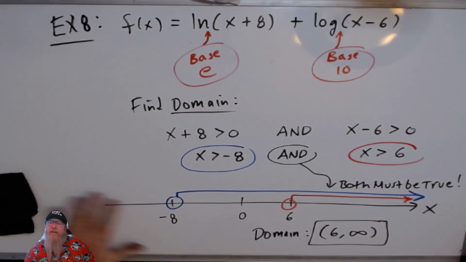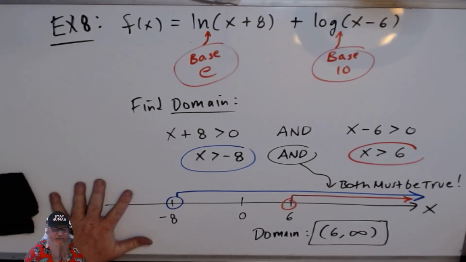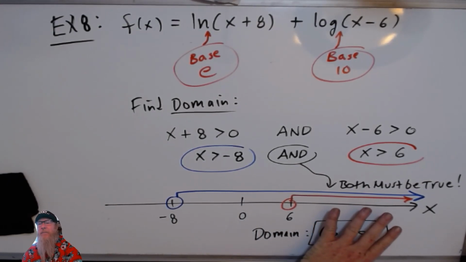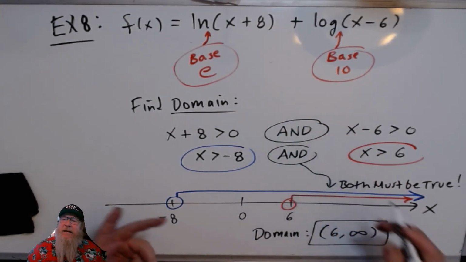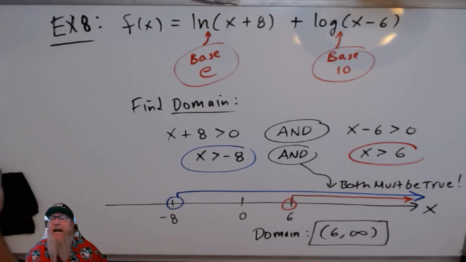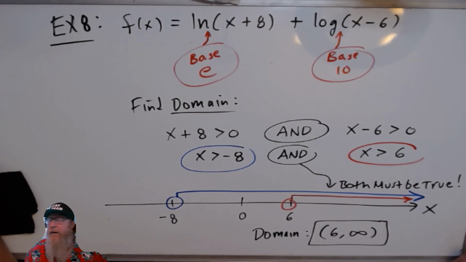Over here, to the left of -8, neither one of them exists. So this is like neither. This is like one, and then this is both. And so because we want the domain to be true, they both have to be satisfied. So it's "and." It's not one or the other, but it's both.